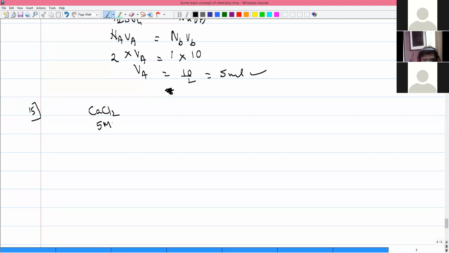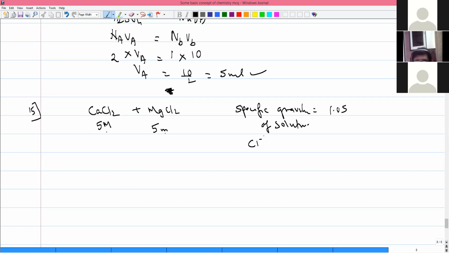Calcium chloride, 5 molar. And magnesium chloride, wo solution mein dono combine hai. Kitna hai? 5. देखो डिफरेंस, देखो ये मोलारिटी है, ये मोलालिटी है. स्पेसिफिक ग्रेविटी दिया है, 1.05 स्पेसिफिक ग्रेविटी ऑफ सॉल्यूशन. कॉन्सेंट्रेशन ऑफ Cl आयन इन सॉल्यूशन निकालना है. कैसे निकालेंगे कॉन्सेंट्रेशन इन दिस वन.